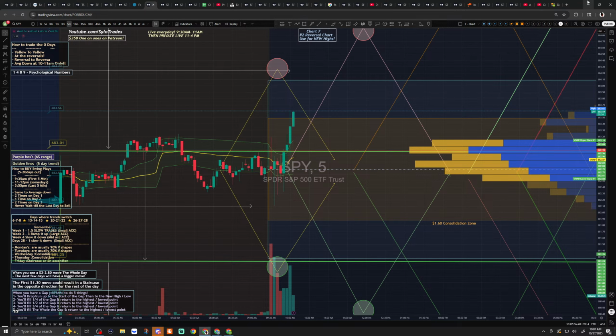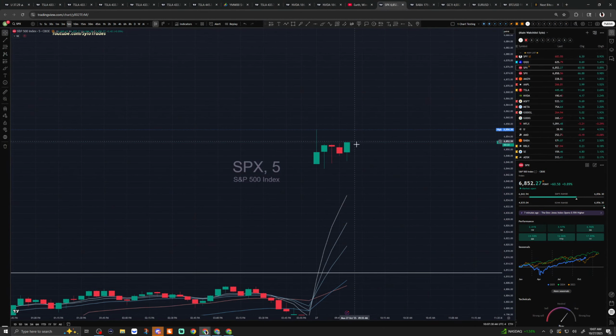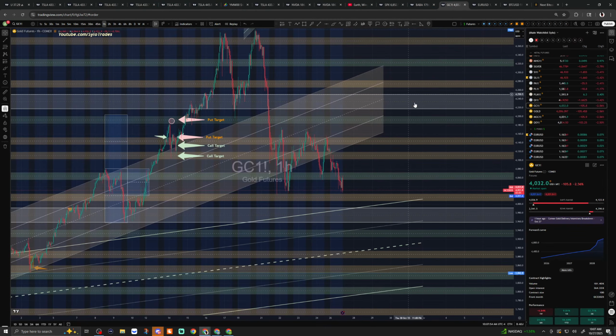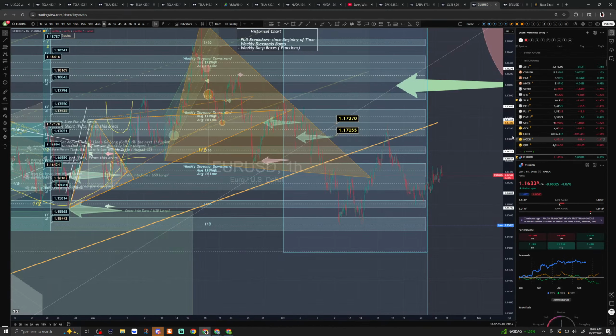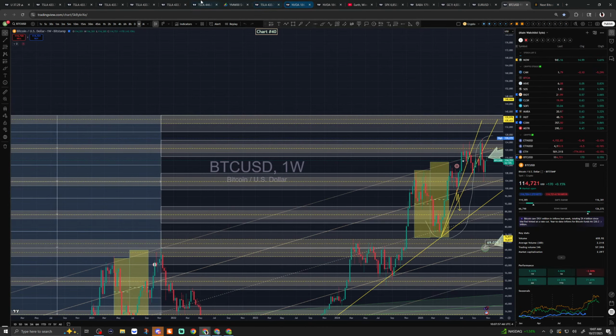Let me go check SPX. SPX is at 6851. Gold, we're still waiting for a euro. We're about to get into another long here.